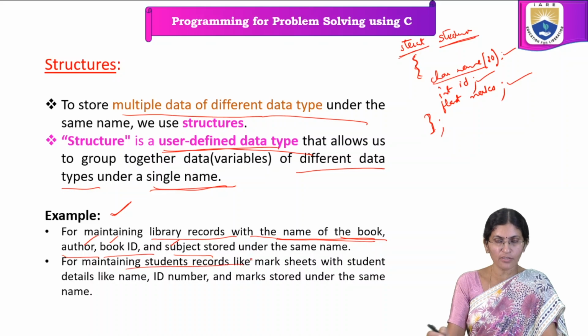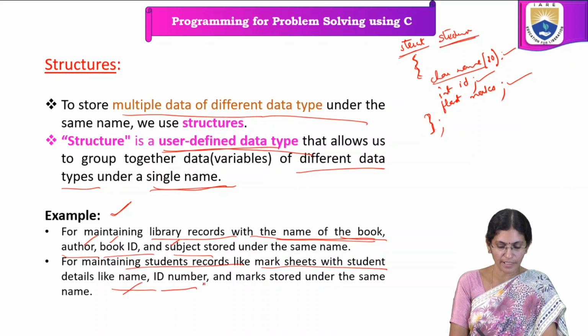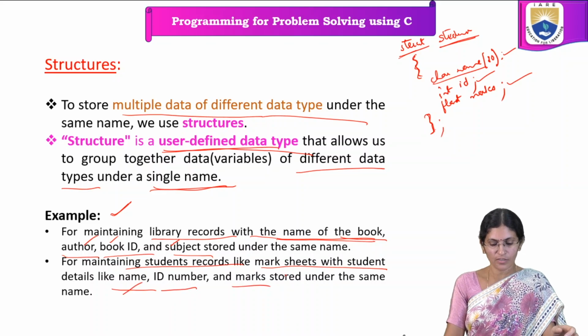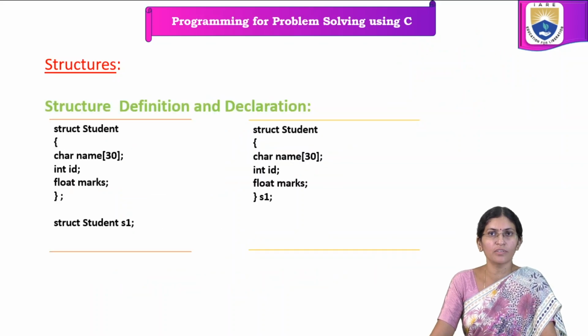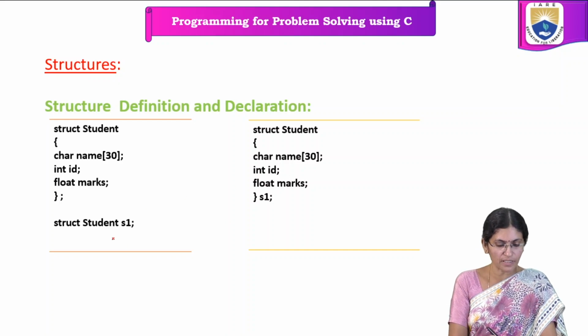To maintain student records, like mark sheets, we need to store information about the student details. For a particular student, there is a name, then an ID will be given, and then marks, stored under the same name. So we have seen how to define a structure and how to declare a structure. These are two different ways in which we can declare a structure variable.